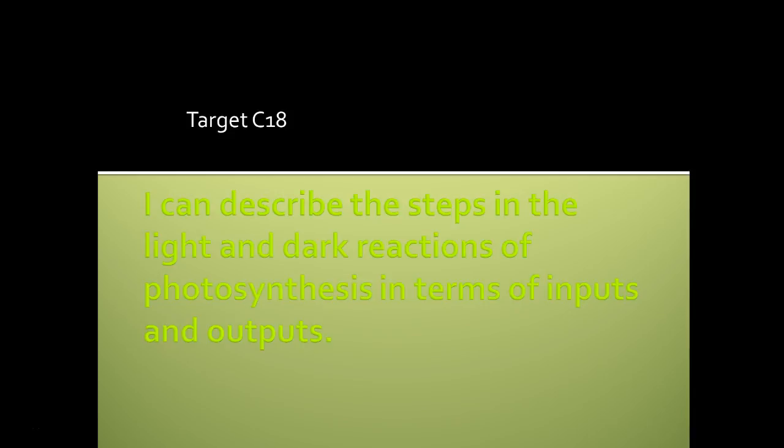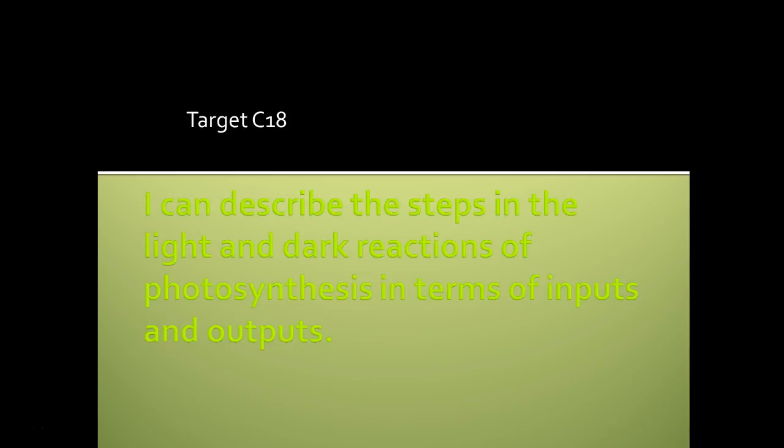We're going to go through Target C18, which says that by the time you take the test, you should be able to describe the steps in the light and dark reactions of the photosynthesis equation in terms of inputs and outputs. What this is saying is there's two parts to the photosynthesis equation. Remember from the previous target, that's a chemical reaction. So there's two parts of it.